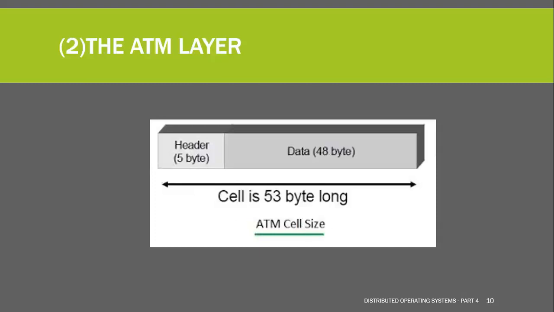The ATM layer, the end result was a 48-byte cell, which no one really liked. It is too big for voice and too small for data. To make it even worse, a 5-byte header was added, giving a 53-byte cell containing a 48-byte data field.